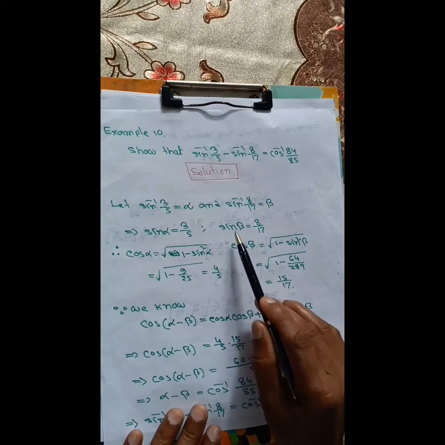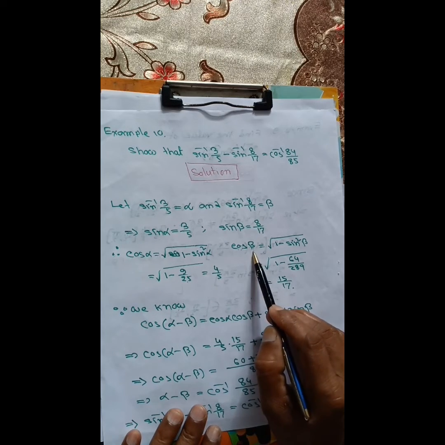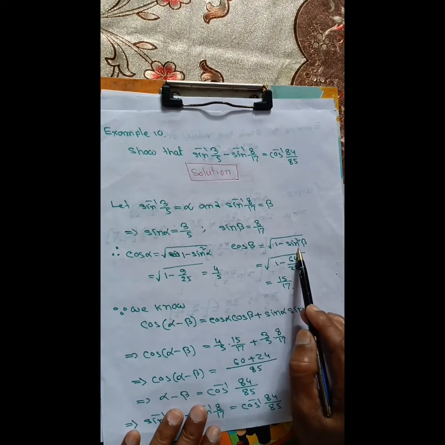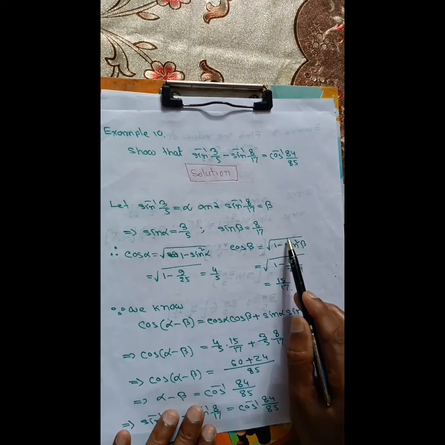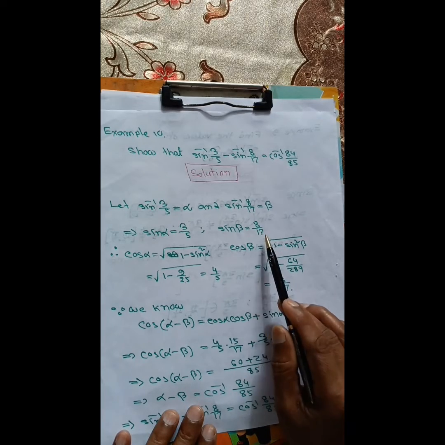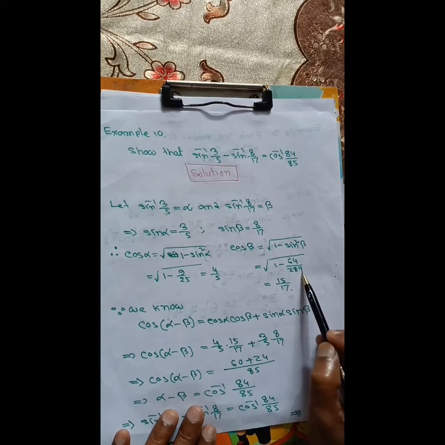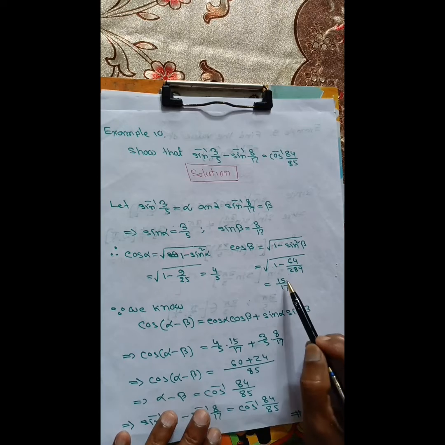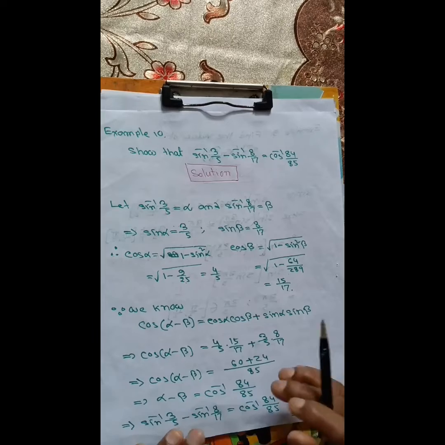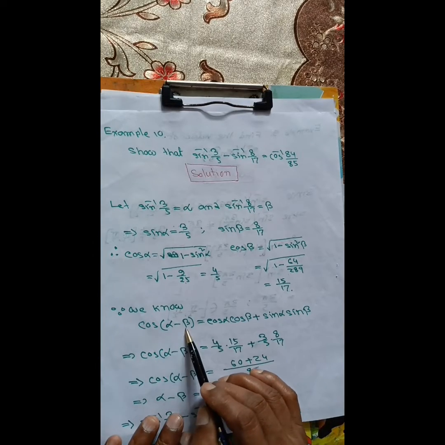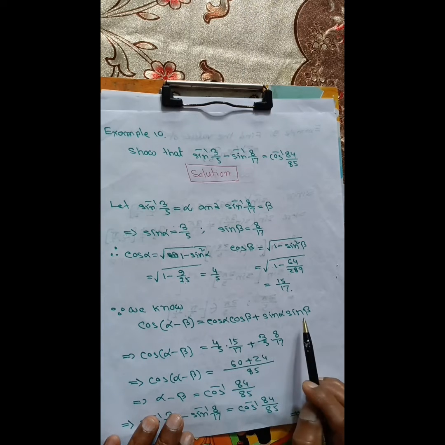Similarly, sin beta is given, so we can find cos beta also. For cos beta, we use the same formula, that is under root 1 minus sin square beta. If we replace sin beta is equal to 8 by 17, then it becomes 64 by 289. After simple calculation, we get 15 by 17. Since we know cos alpha minus beta is equal to cos alpha cos beta plus sin alpha sin beta.